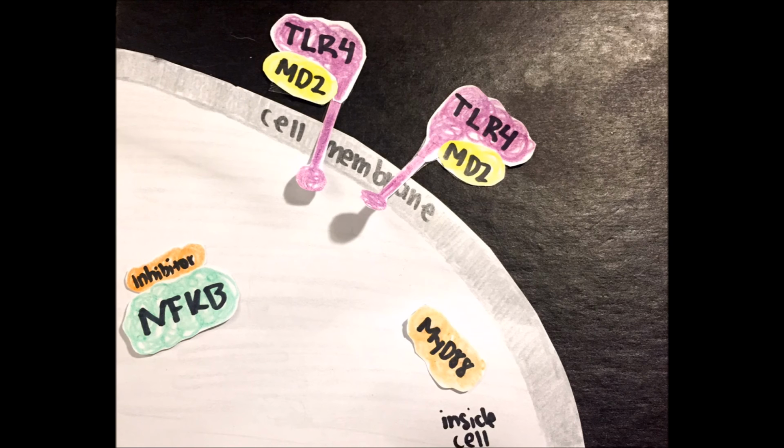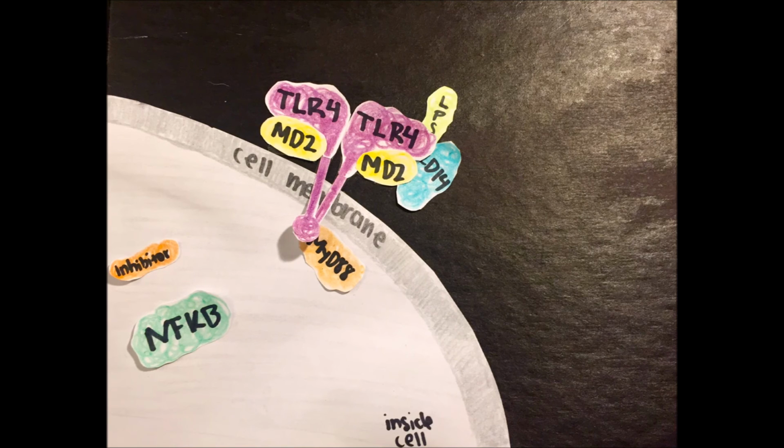NFKB has inhibitor kappa B bound to it, which stops it from functioning. Once LPS is bound to the TLR4 complex I previously explained, the inhibitor is released and destroyed, so NFKB can become active and eventually lead to immune responses, such as inflammation, so that the pathogen's growth can be blocked.